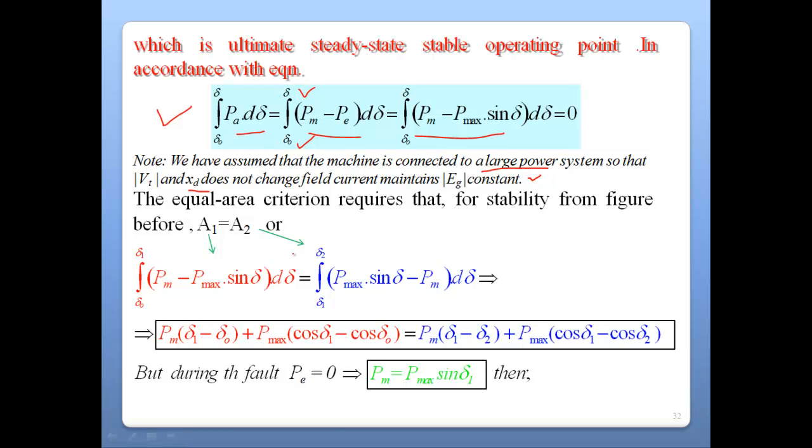Then from the equal area criteria, if we remember, this parameter must be equal to this. It means the generator action must be equal to the motor action, so that the centrifugal force and the centripetal force both are balancing each other.